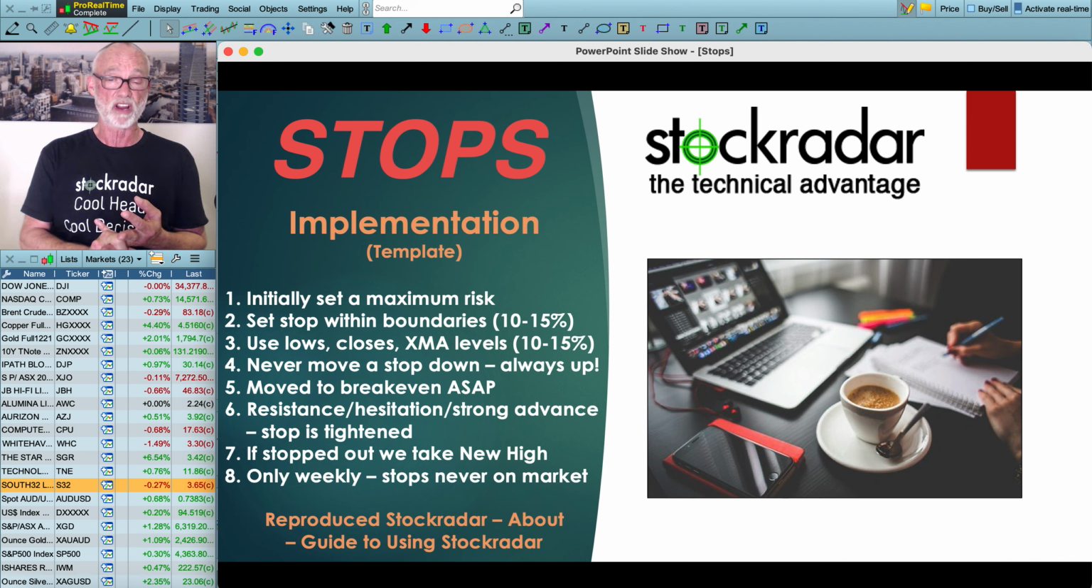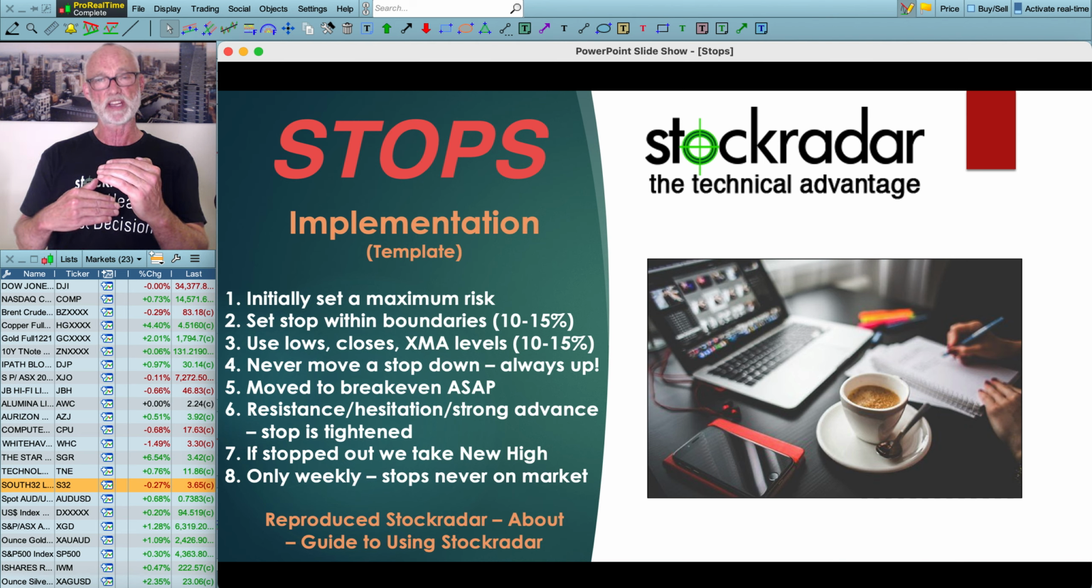Once I'm in a trade, I set my initial stop loss, but I'm keen to move that stop loss to break-even level as quickly as I can. Once I'm at break-even level, I'm in a very comfortable position. I know I'm not going to lose any money, but I've got the opportunity to make some. So that's a nice position to be in.